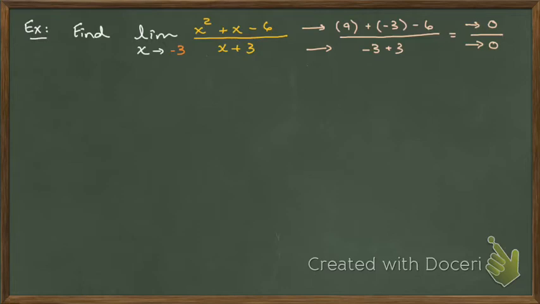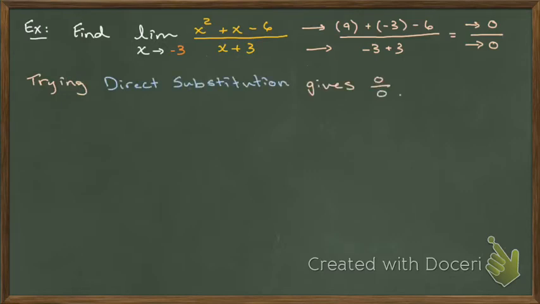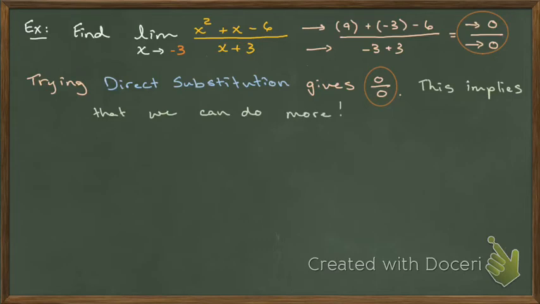That right there is our indicator that we can do more. We try to direct substitute first, but what we get is this 0 over 0. This guy implies that we can do more. And what I mean by more is there's something that's causing a 0 both in the numerator and denominator, and maybe it's the same type of thing. Maybe it's the same kind of expression that I can cancel out.